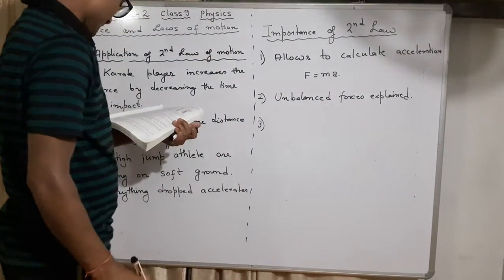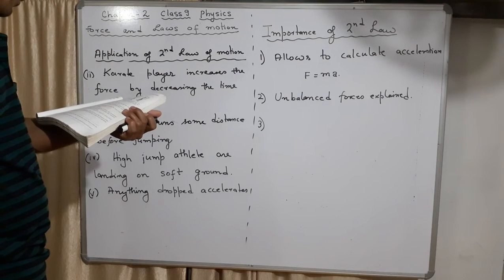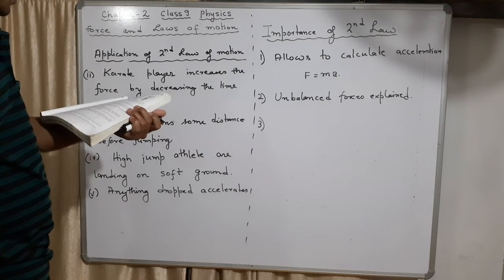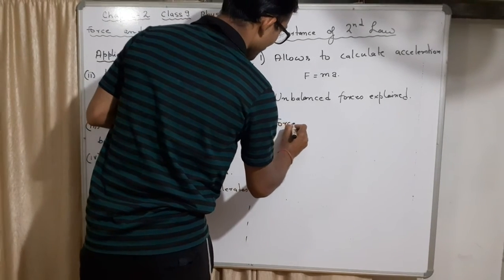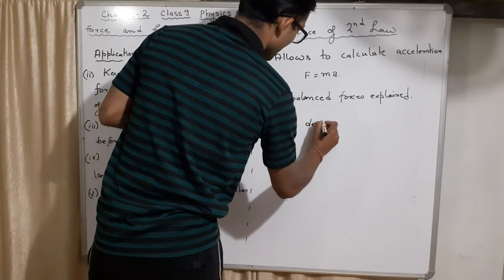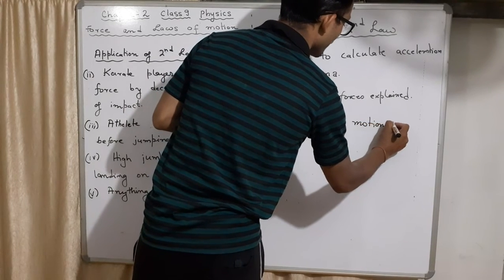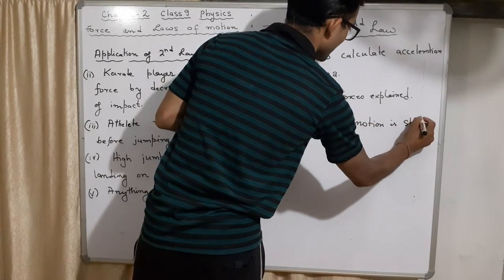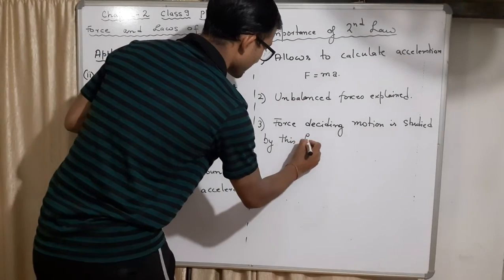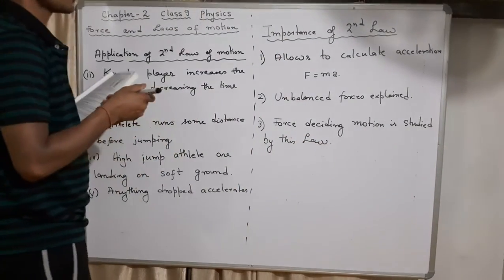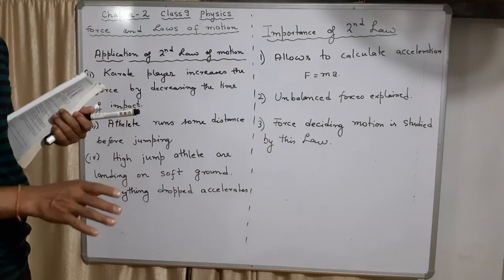Third one, this law is valuable for scientists and engineers. They can find out the trajectory of an object at any given point of time by measuring or calculating the force exerted on the object. Force deciding motion is studied by this. This law makes it possible for us to understand that force produces acceleration, and that acceleration will give you the motion.